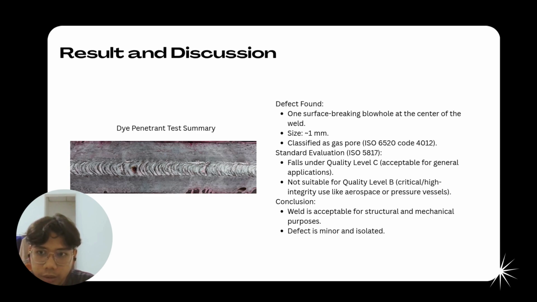Next is the dye penetrant test summary. The dye penetrant test reveals a single surface breaking blowhole at the center of the weld, approximately 1 mm in size. According to ISO 5817, this is categorized under imperfection code 4012, single gas pore. Based on the observed size and isolated nature of the defect, the weld meets quality level C, which is acceptable for general mechanical and structural application.